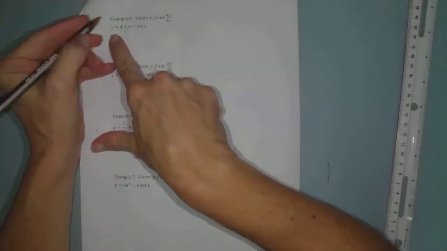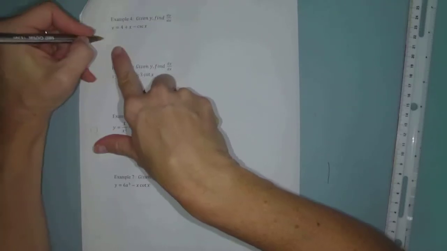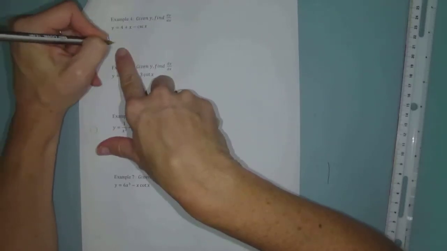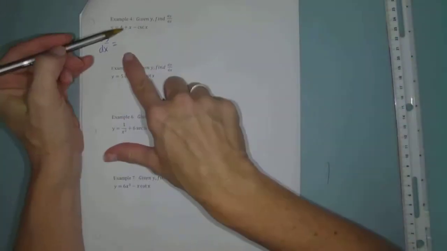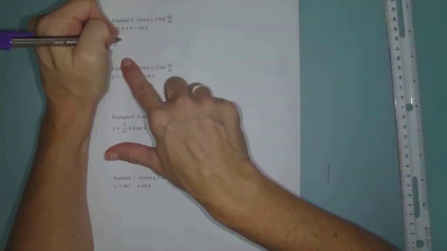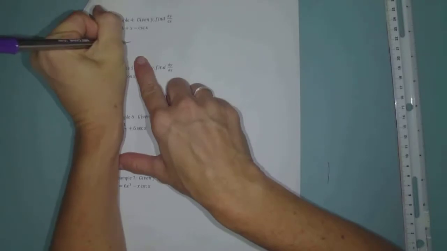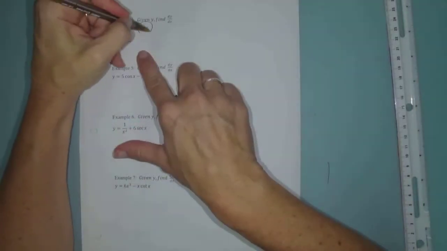So let's take a look at example 4. We're still just finding derivatives using trig functions. So we are given this y, so let's find dy dx. Okay, so the derivative of 4 is 0, gone. The derivative of x is just 1, minus, and now I've got to find the derivative of cosecant.